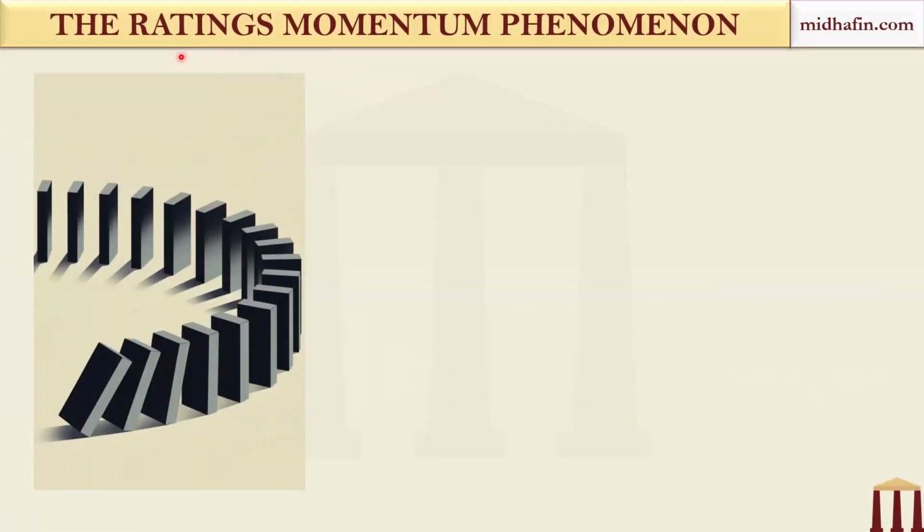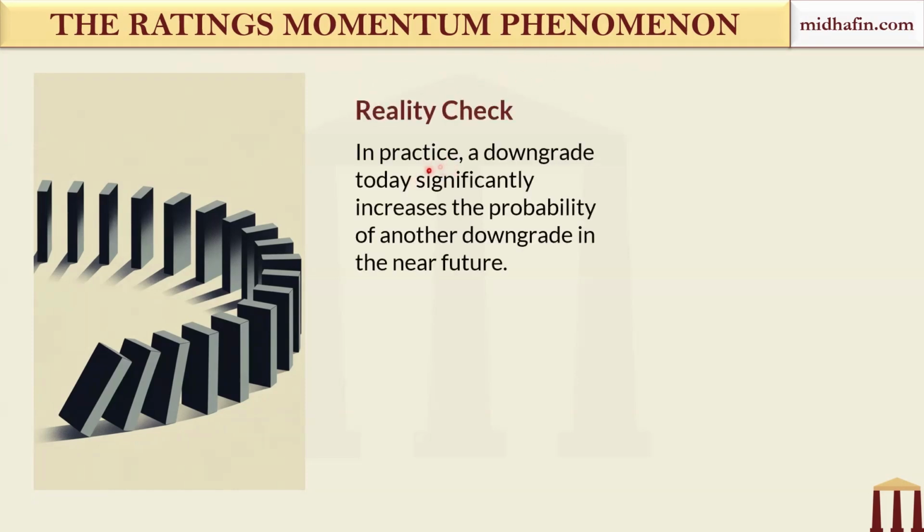Okay. So now let's talk about this real world nuance that standard credit models often overlook: the ratings momentum phenomenon. Okay. First, a quick reality check. In practice, when a company gets downgraded today, it is not an isolated event. That downgrade significantly increases the likelihood of another downgrade in the near future. So it's a reflection of underlying credit deterioration, because once it starts, it tends to gain momentum, just like these dominoes that you are seeing over here.